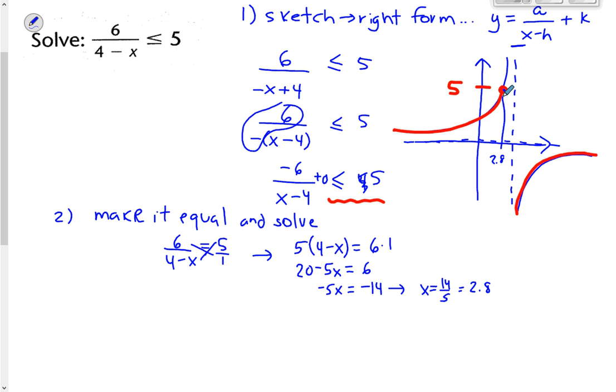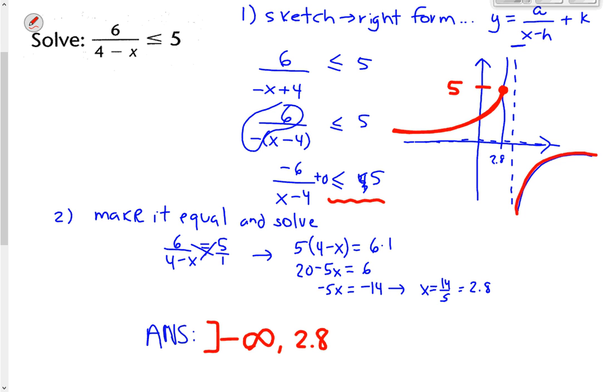Does it make sense? Our asymptote was at 4, so yes, it makes sense that it's 2.8. Now, how would you write your answer? Remember that you have to start from left to right. So if we're describing the red curve, I can write it in red. We're describing the red curve here. Okay, so we're going from minus infinity to 2.8.